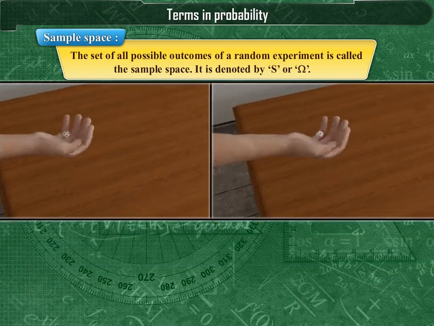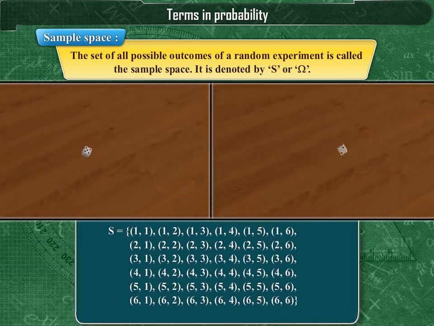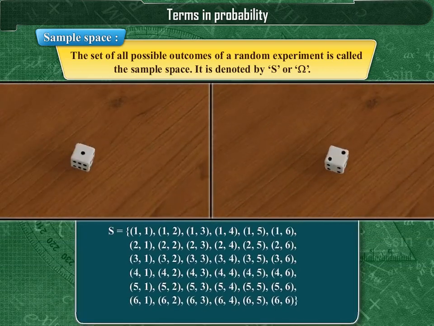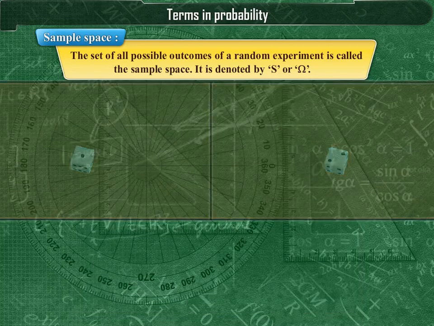In the same way, rolling a die 2 times is the same as rolling 2 dice simultaneously. The sample space is as shown here. Therefore, n(S) is 36.